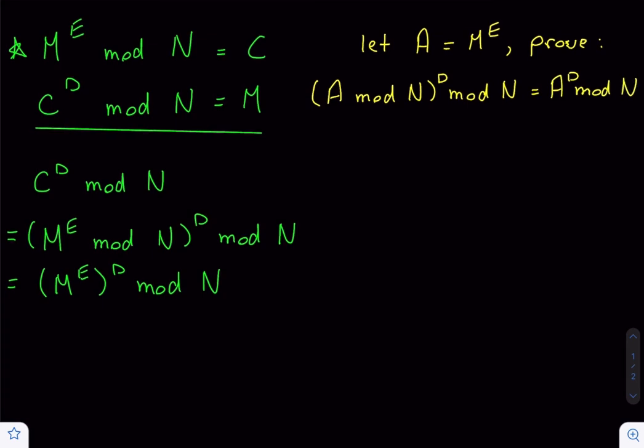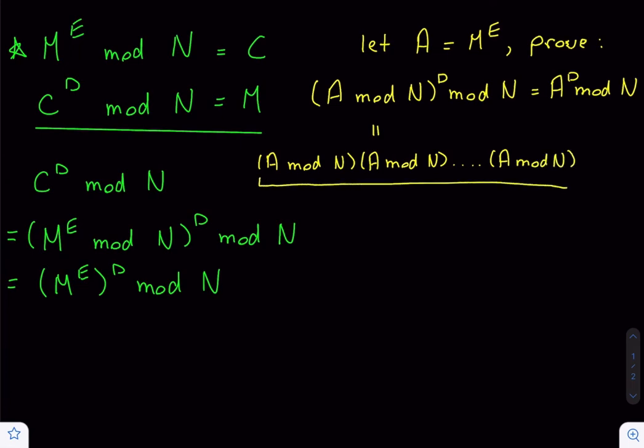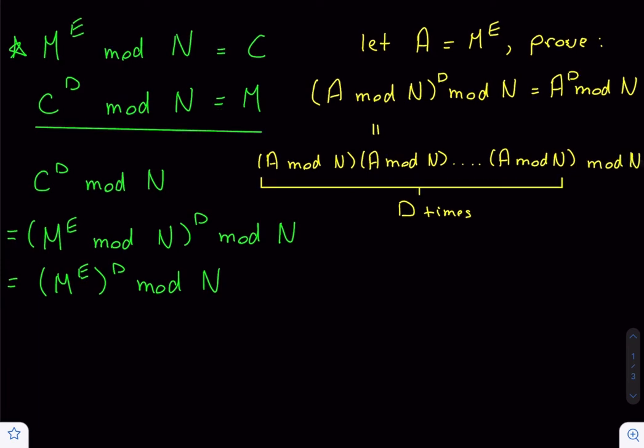Well, we know that a mod n all raised to the d power mod n is the same thing as a mod n times a mod n times a mod n, and so on, for a total of d times, all mod n. And this is true just by virtue of multiplying things out.